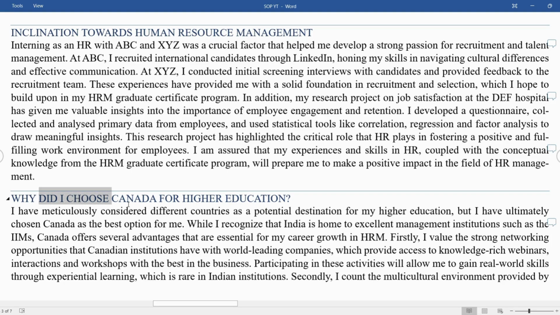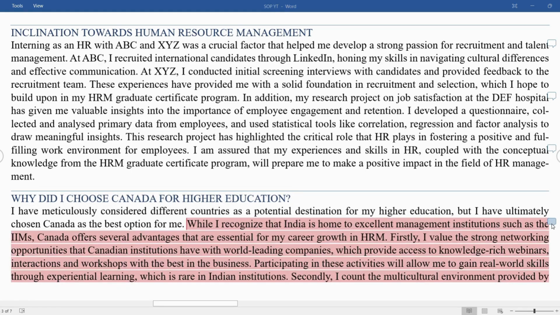Next, I'm starting with why I chose Canada for my higher education. When there are so many other countries, why did you choose Canada? You can't just write that it will be easier to get a visa, or that it's less costly. That is a valid point, but you have to give a little more points here as well.